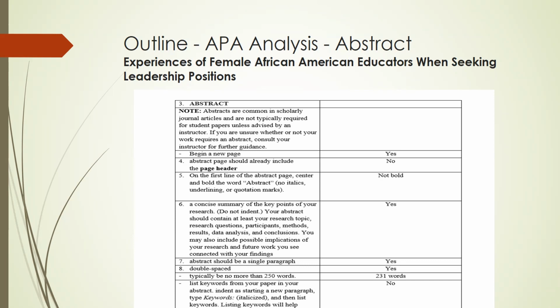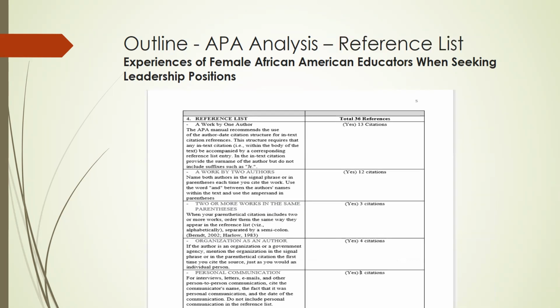In an abstract, you can list keywords from your paper. Ms. Marshall did not have any keywords. Let's take a look quickly at the reference list. There were a total of 36 references in the study. There were 13 citations that were attributed to a single author. And Ms. Marshall followed the guidelines for those citations.